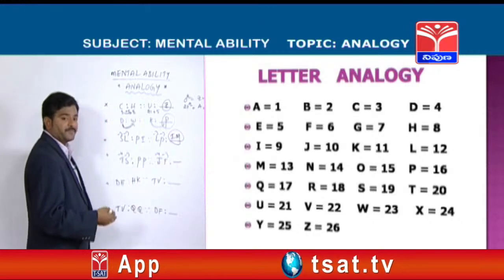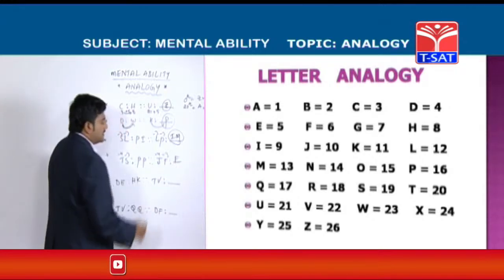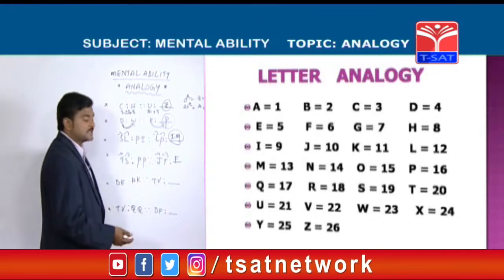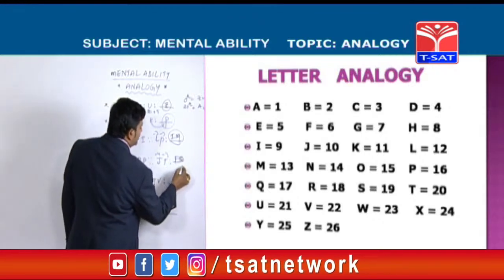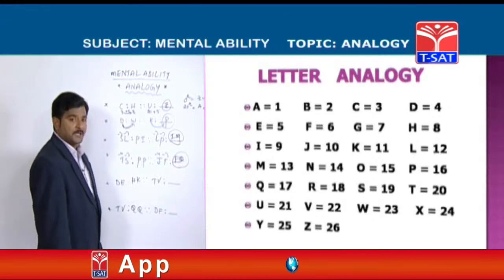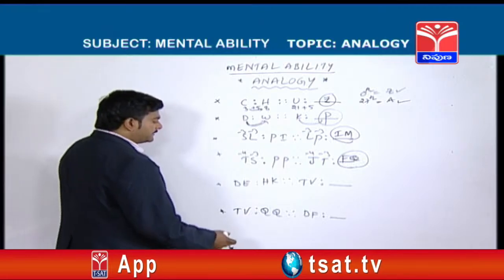J means 10. 10 minus 4 means 6. 6th one is how much here? F. Again T. T means 20. 20 minus 3 means 17. 17th one is how much? Q. Hence the answer for this question is FQ. FQ. Now focus on this DE.